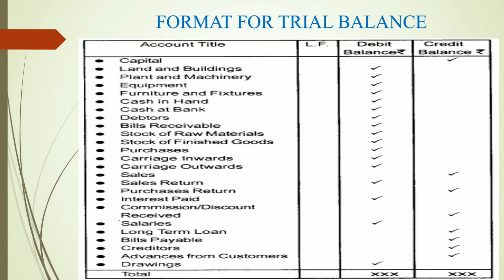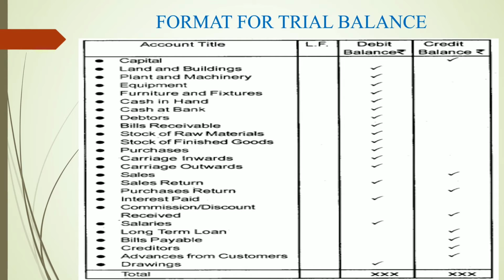Purchase return will come under the credit side. Sales will always be credit, but sales return will come under debit side. And then interest paid, and all the expenses paid, will appear on the debit side. If it is commission received, that means income received, so it will be entered in the credit side of the trial balance. And salaries or wages is an expense for the company, so debit all expenses. That rule we have to apply, so we have to debit.